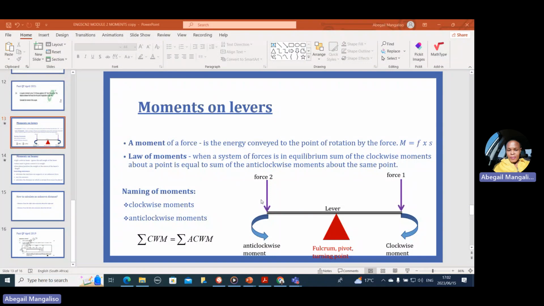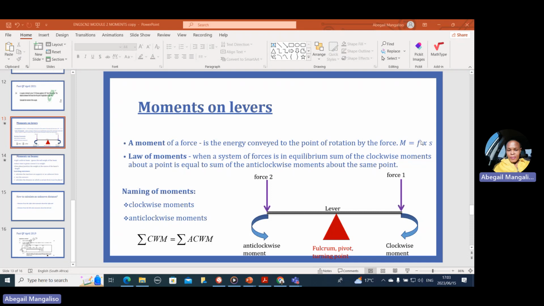Okay, in this video, I'm going to explain moments on levers or moments on beams. You must be able to define a moment of a force. A moment of a force is defined as the energy conveyed to a point of rotation by a force, and moment is given by force multiplied by distance, where this F must be in Newton and the distance in meters. And the unit of a moment will be simply a Newton meter, N·m.